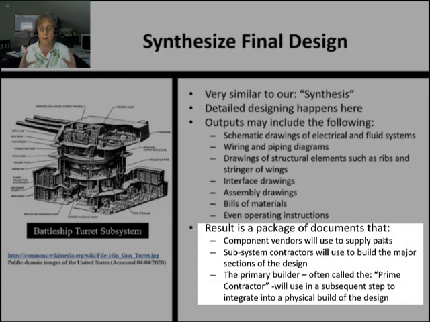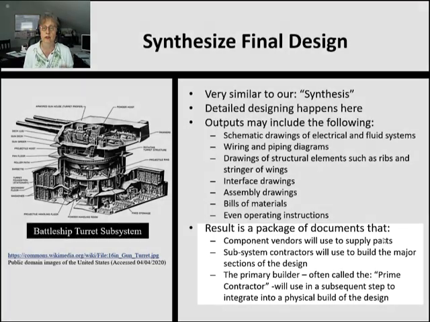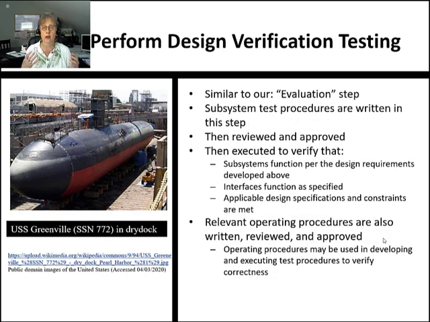The result of this is a package of documents that is given to the component vendors to provide their parts to the various contractors that provide the various subsystems. No one builder does it all. It's always done by multiple subcontractors, and then the person called the prime contractor that puts it all together. That would be Boeing, for example, for aircraft, or might be Newport News Shipbuilding for a submarine. So once that package is received by them, then they can start building.